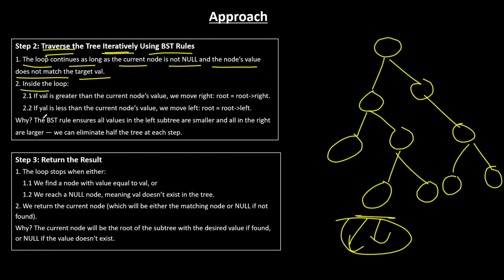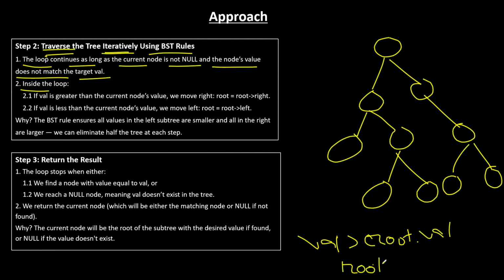And inside the loop, what do we do? If the value given to us is greater than the root value presently, we go to the right side: root equals root dot right. And if the value given is less than the root value, we go to root left. This is what is written here.